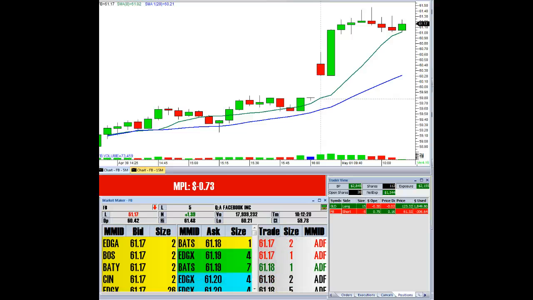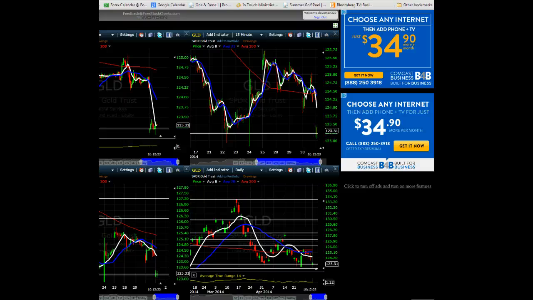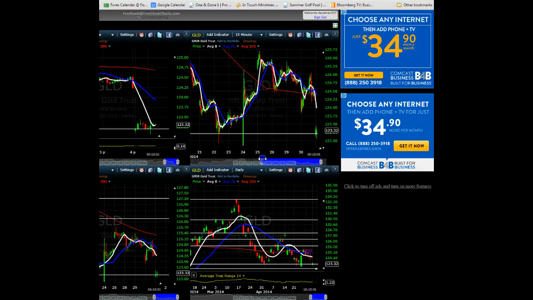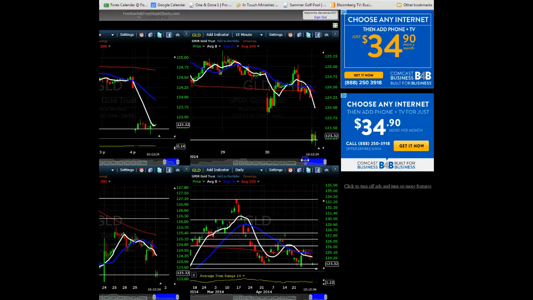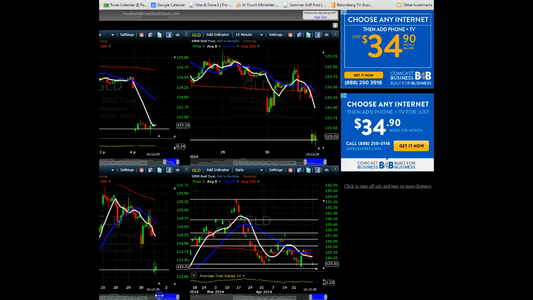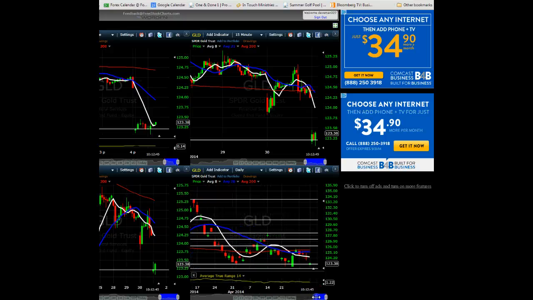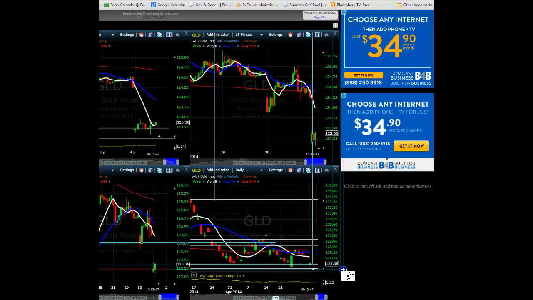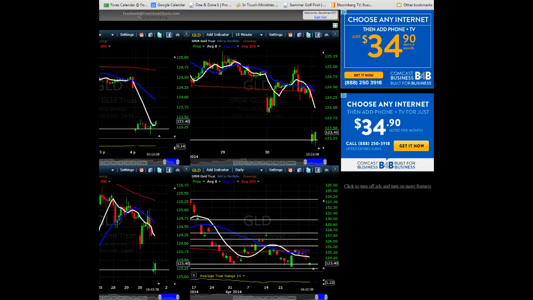Oh, you know what I didn't do? I was supposed to take a screen print of gold when I took my entry, and I forgot to do that. So let's go back and do that, because I take pictures of all my charts so that I can go back and review what I did right and what I did wrong. So I do that. Okay, I have my picture of gold.